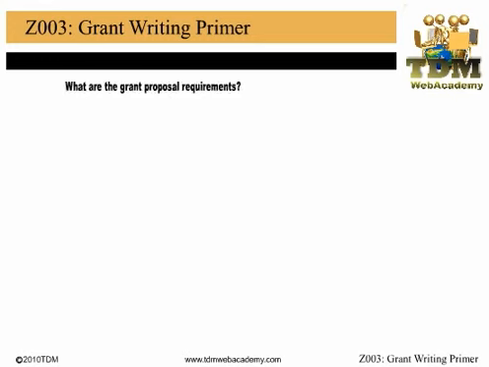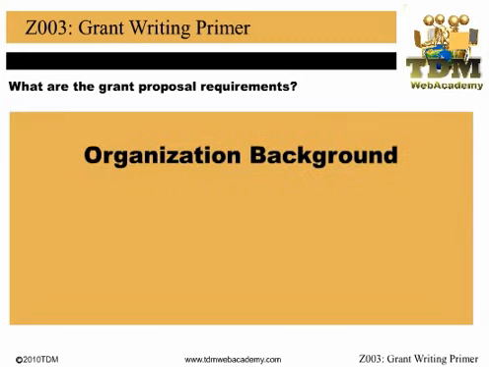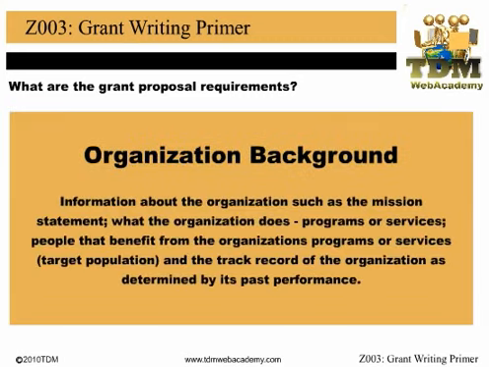Information required in a grant proposal typically includes organization background. The organization background requirement includes information about the organization, such as the mission statement, what the organization does, programs or services, people that benefit from the organization's programs or services, target population, and the track record of the organization as determined by its past performance.